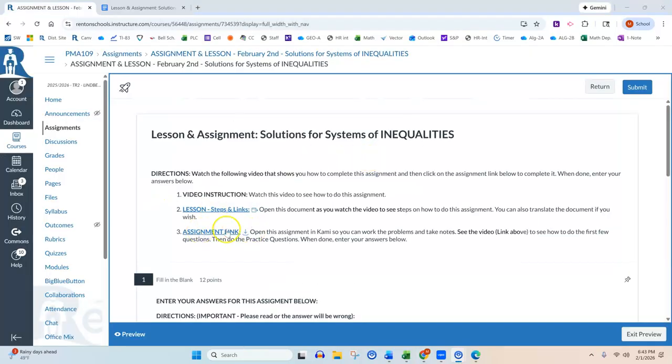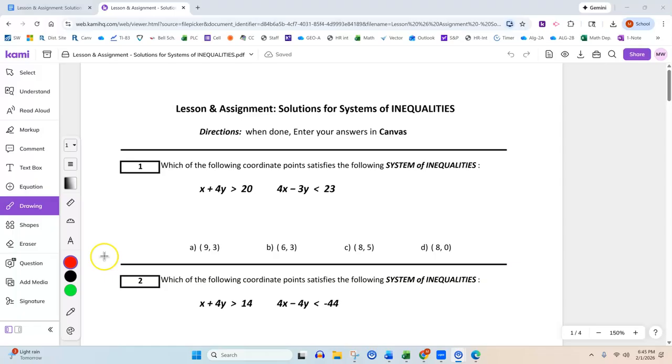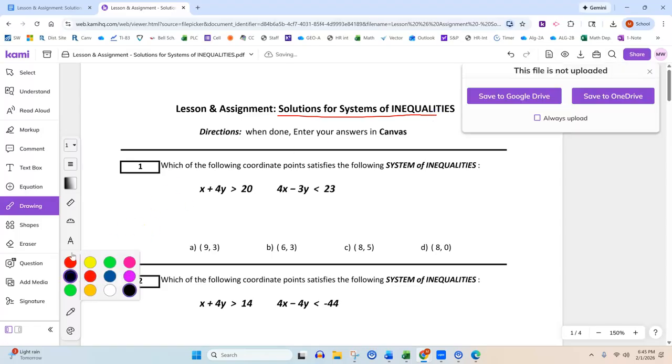Now let's go ahead and look at the assignment. Let's open up the assignment right here. Go ahead and download it and open it up in Kami, okay? When you've opened up the assignment in Kami, here is the first question. Again, we're going to be doing solutions for systems of inequalities. When you're done, make sure you enter your answers in Canvas.